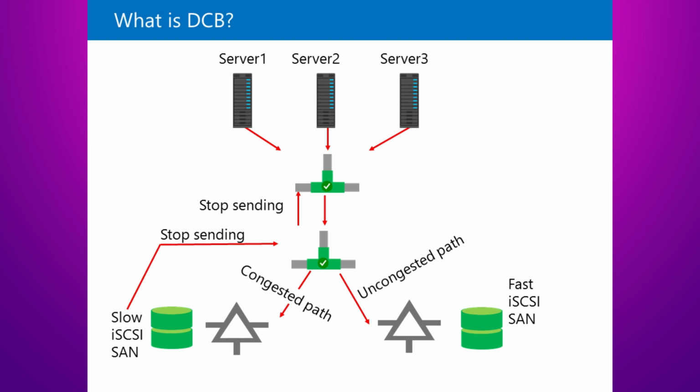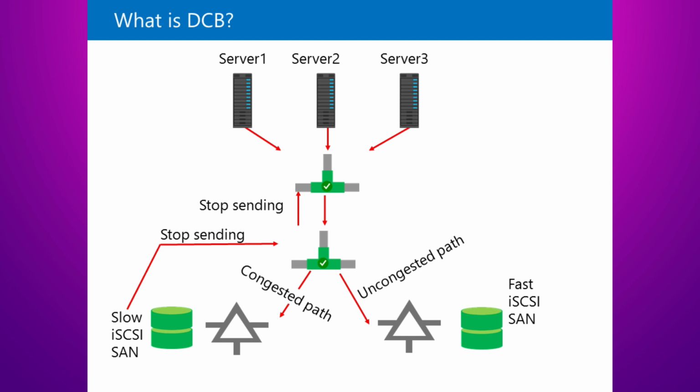Enhanced transmission selection. This enables the system to reserve bandwidth for iSCSI and other network protocols. You can use enhanced transmission selection to set aside a specific amount of bandwidth for iSCSI as dictated by your requirements or usage. This helps to increase performance. Data Center Bridging Capabilities Exchange, DCBX, protocol. This enables devices such as the network adapters and switches to communicate and share capabilities and configuration information.